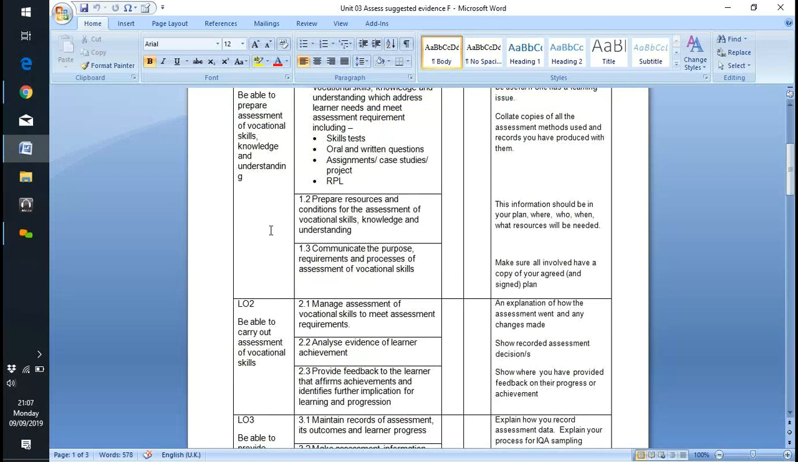Again, prepare resources and conditions for the assessment of vocational skills and knowledge, but it doesn't say anything about a plan.